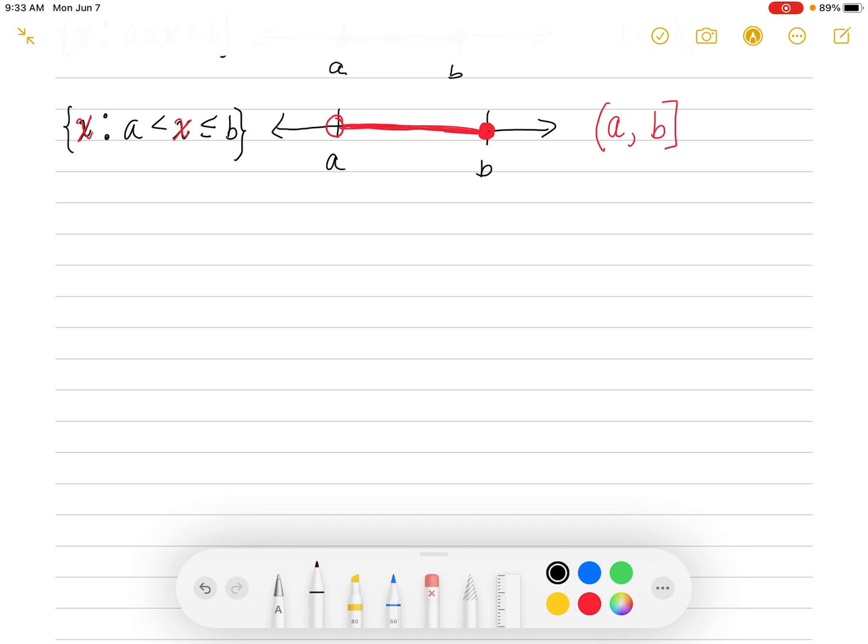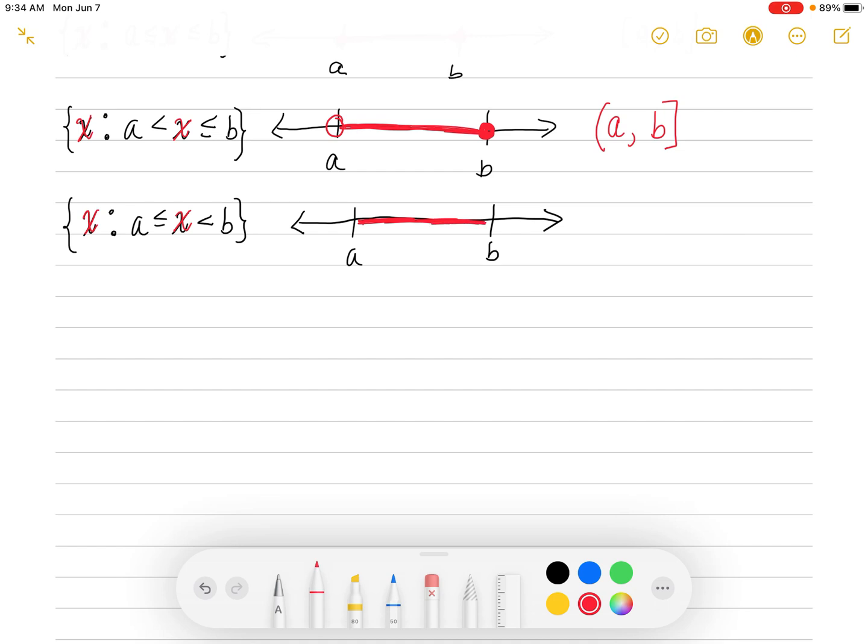Okay, let's do another example, another type of interval, the set of all x values where x is greater than or equal to a, and x is strictly less than b. So we're talking about all the real numbers x that are between a and b, include a, but do not include b. So for a line graph of the interval, we put down a, we put down b, and we shade in between those.